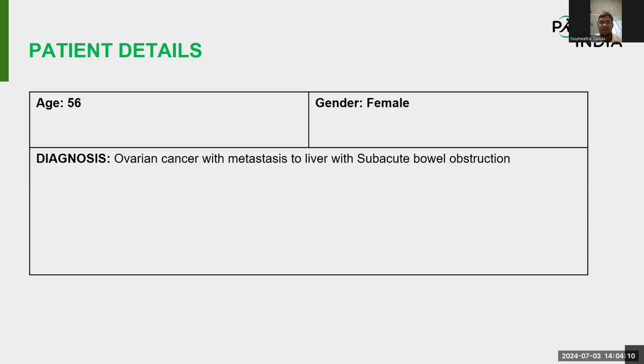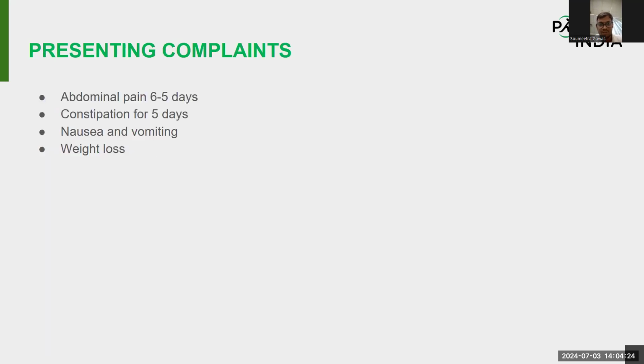I'm Dr. Soumitra Gawas from CHC working for DHS Goa. I would like to present my case. My patient is a 56-year-old female diagnosed with ovarian cancer with mets to liver with subacute bowel obstruction. Next slide, please.